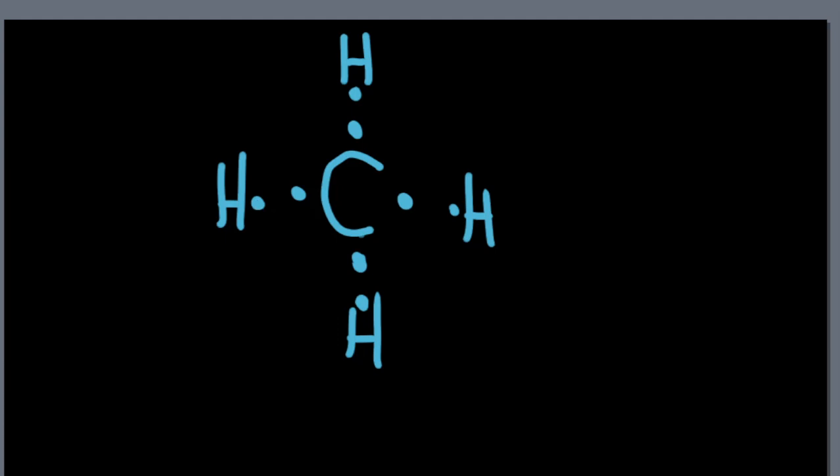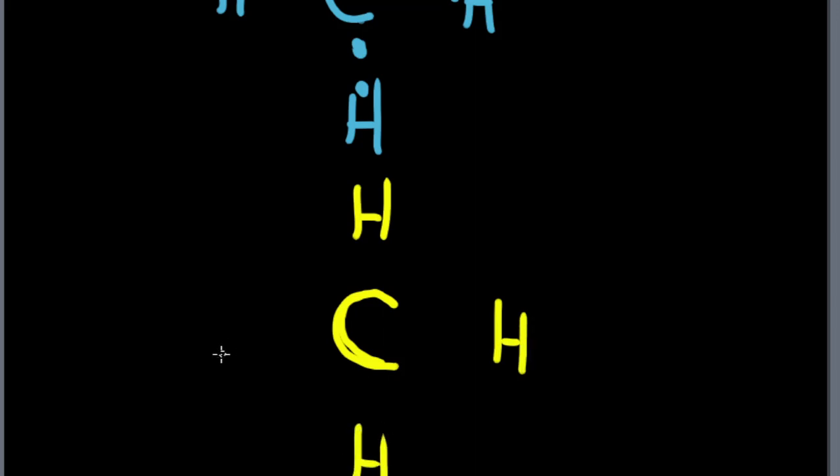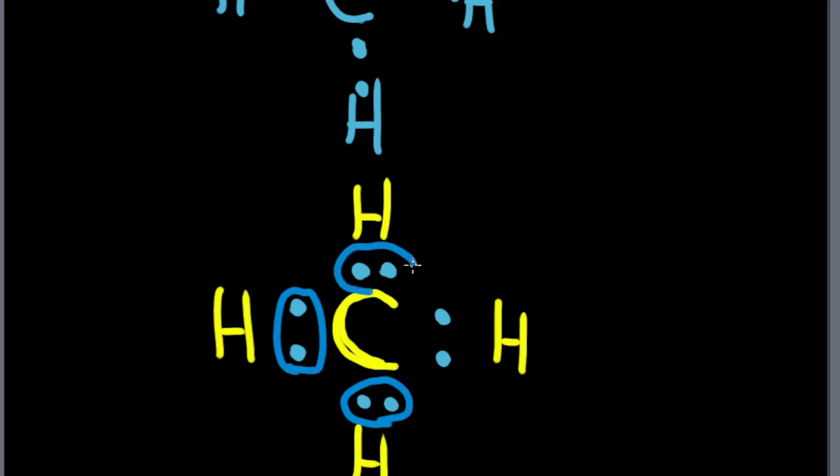So let me redraw this for you guys. So I have my central carbon, I have my H on each axis, and if I draw my electrons like this, you can see that they're closer, okay? And then I've created electron pairs. So I have 4 pairs in total.